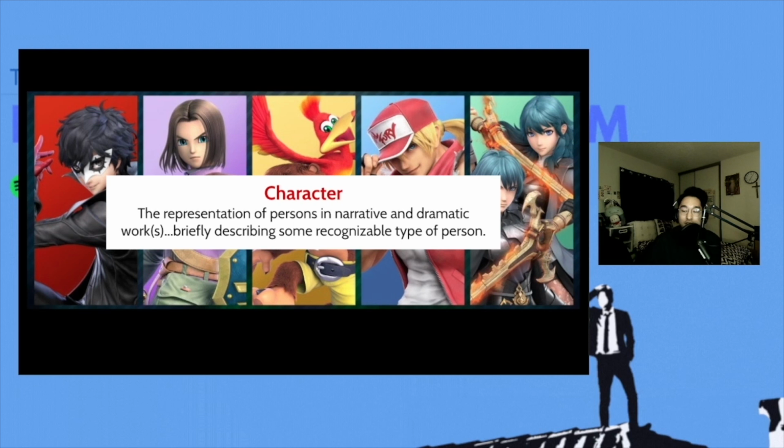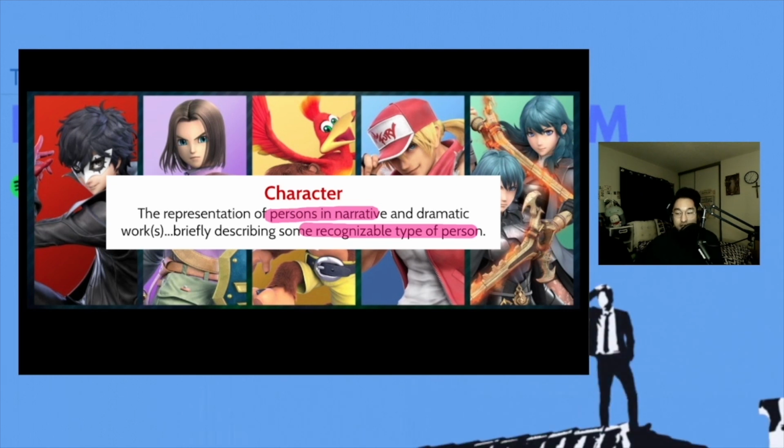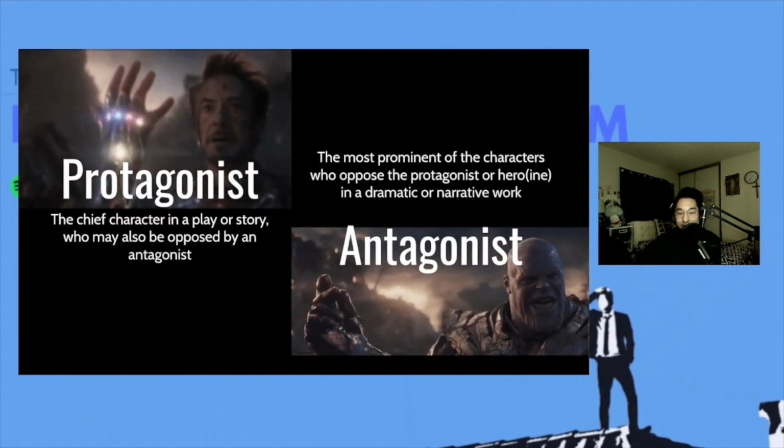And so character is the representation of persons in a narrative and dramatic works, briefly describing some recognizable type of person. So oftentimes characters are someone that we can relate to, right? Usually they will portray emotions, characteristics or traits, things that are human and that we can relate to. And so we end up with characters that are known as the protagonist or antagonist.